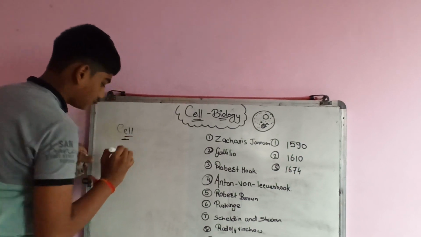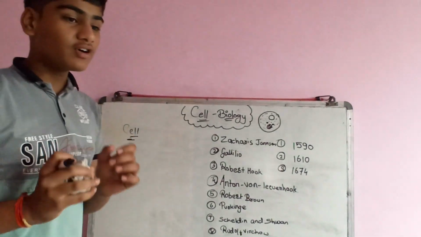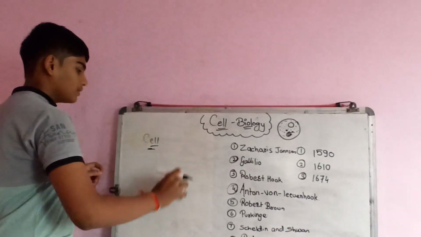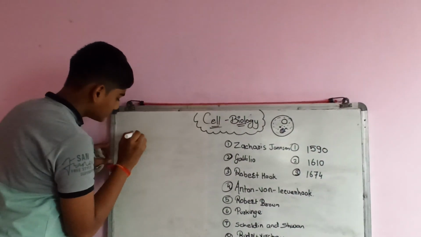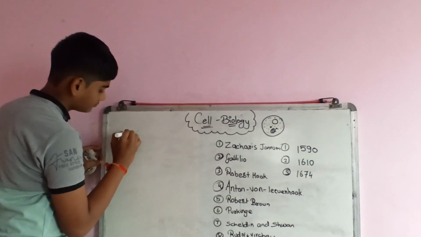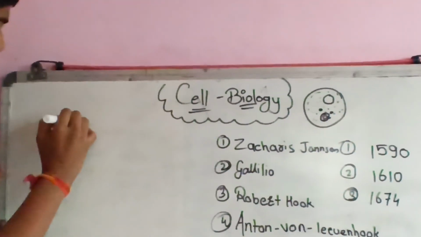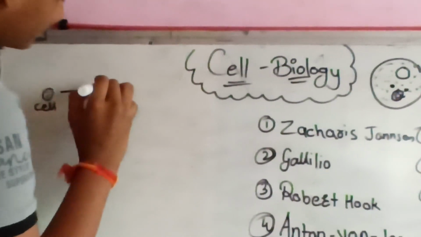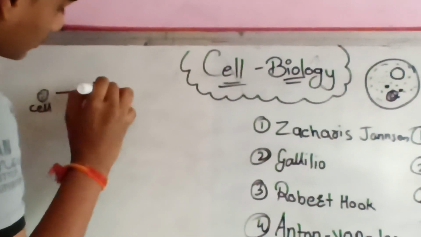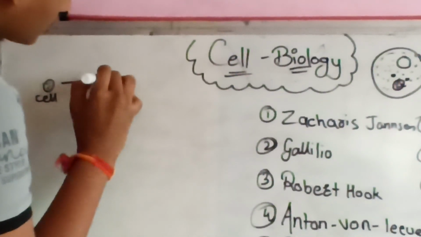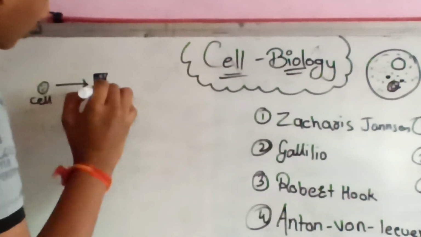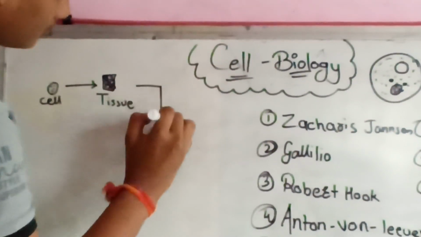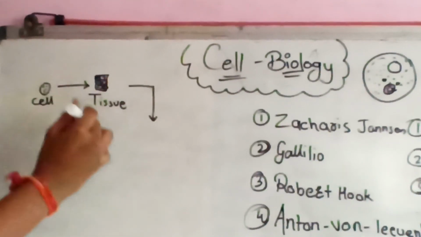What is a cell? Cell is a functional and structural unit of any organism. Means if you will see, this is a cell. Cell transform into tissue. This is a tissue. Means cell groups to form tissue. Tissue groups to form an organ.